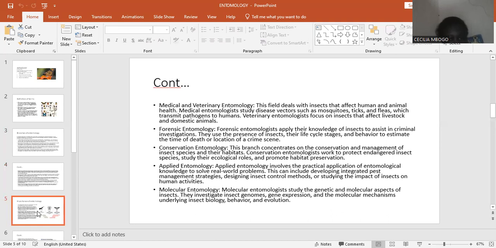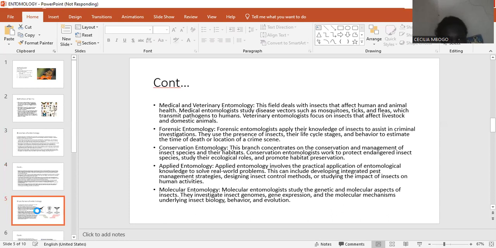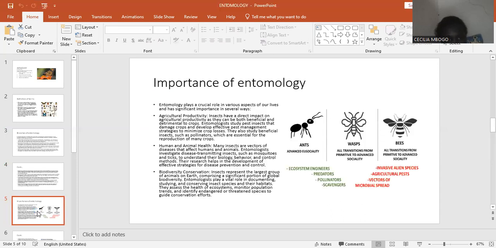Then we go to the next slide. Our next slide is all about the importance of entomology. We want to know the importance of these insects. How are they important to us? What are their benefits to us? What are those things that they do that are not good for us? Also, those are among the importance.